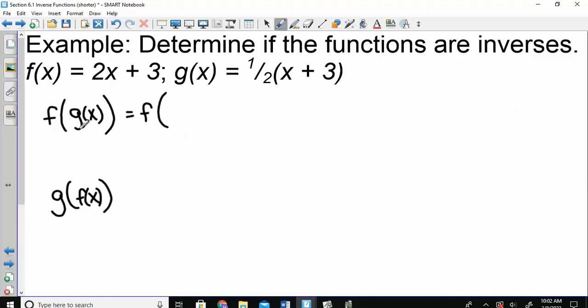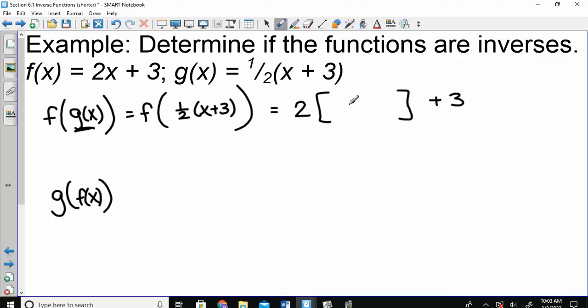So f composed with g. Remember when we do compositions, we start on the inside. g is 1/2 times x plus 3. So I'm going to plug that into f. So f is 2 times whatever I plug in plus 3. And plugging in the 1/2 x plus 3. So 2 times 1/2 is 1, that cancels. So I get x plus 3 plus 3, which is x plus 6. What does that tell me?